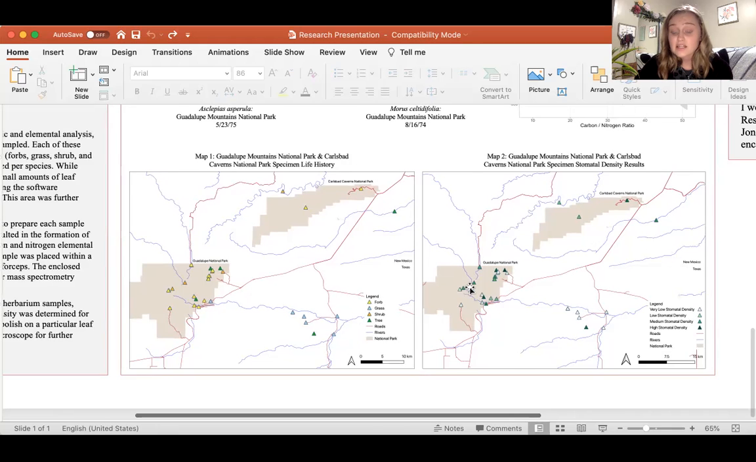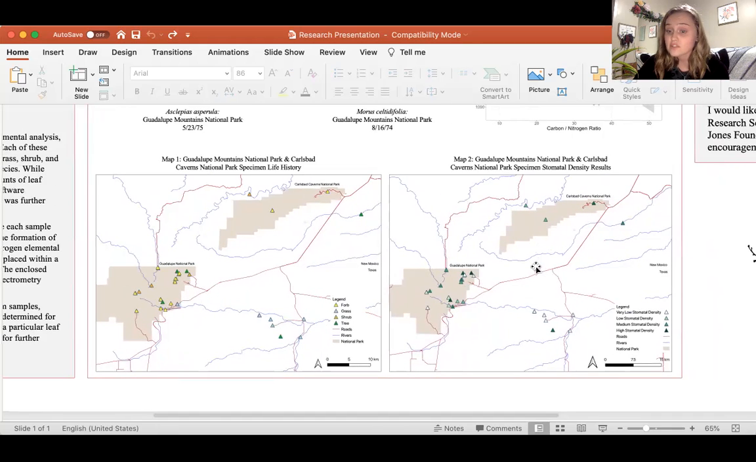In comparison, we have gone ahead and graphed the stomatal density, and this graph is based on elevation. As we can see, the stomatal density has changed based on elevation. This area right here, called McKittrick Canyon, is going to be one of the higher elevations, and as you can see, there is a higher amount of stomatal density in that area. As we go lower within the park to where most of the plains are, we will see that the stomatal density has decreased in that area.